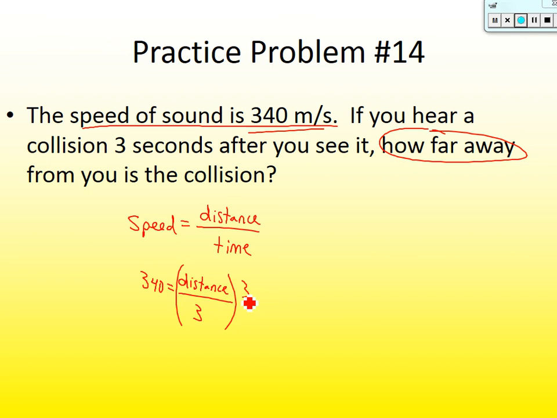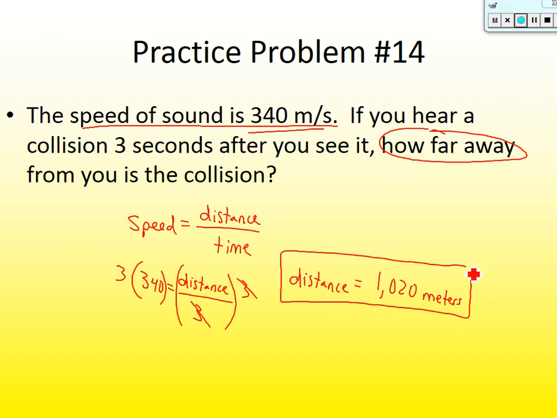Times both sides by 3. Over here it cancels out. So the distance is equal to 1,020. 1,020 what? It has to be meters. So that's kind of cool. We can figure things like that out.